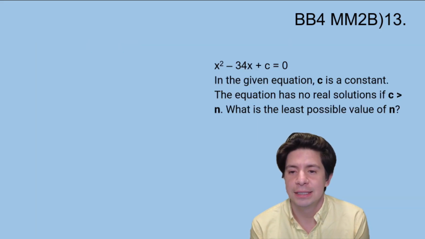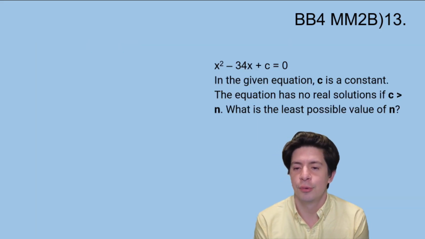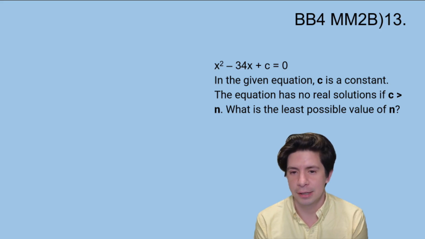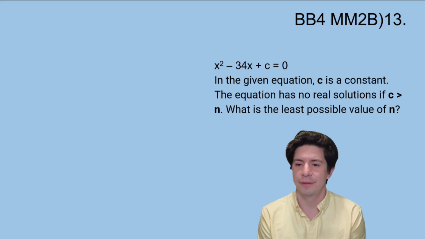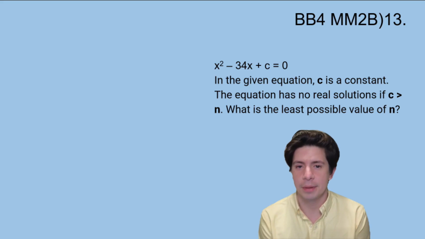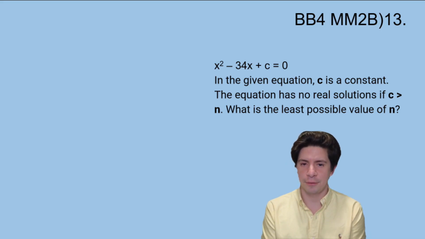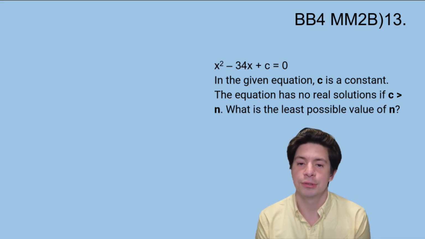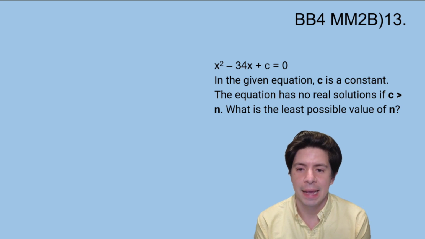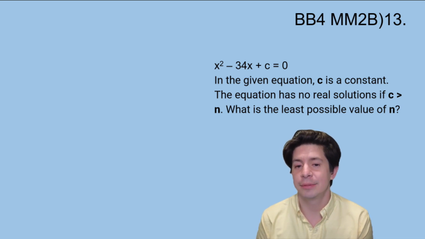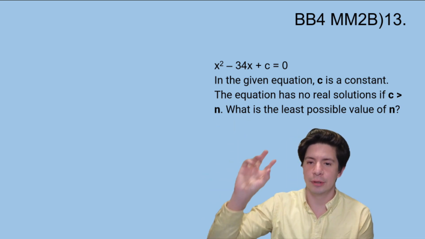In the given equation, C is a constant. The equation has no real solutions if C is greater than N. What is the least possible value of N? Okay, so we have x squared minus 34x plus C equals 0. And it's saying what is N? And C has to be greater than that for there to be no real solutions.